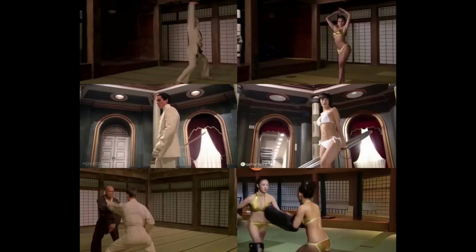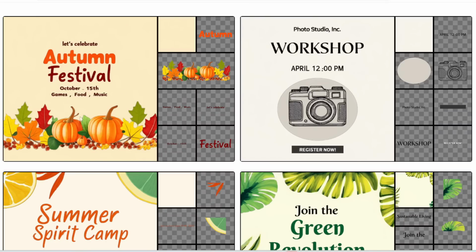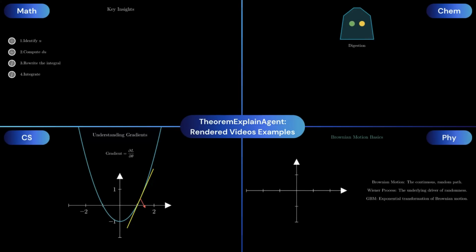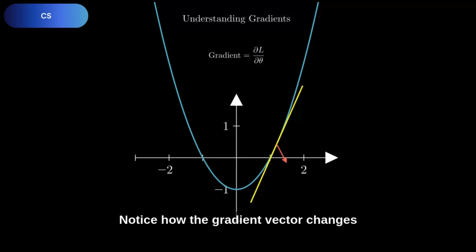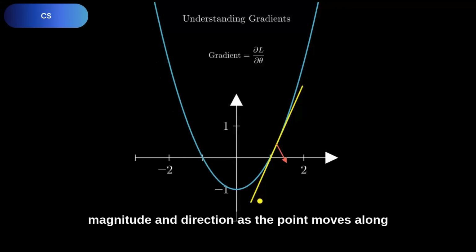AI never sleeps, and this week has been absolutely insane. We have an AI that can generate images with different layers. We have another AI that can generate videos that explain math and science like this, including the voiceover. Arrow. Notice how the gradient vector changes magnitude and direction.